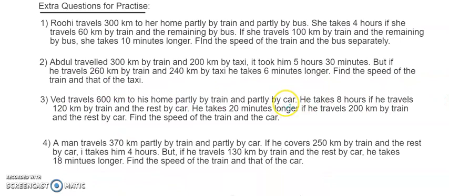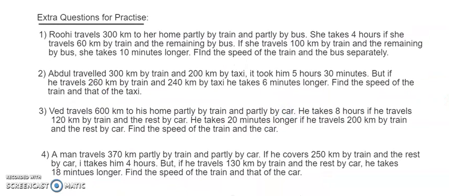So the remaining 4 questions are for your extra practice. Again, please look into the main things. 300 kilometers is the total distance. First, Ruby is going to take 4 hours if she travels 60 kilometers by train and the remaining by bus. So 300 minus 60 means 240 by bus. Then, second case, she is traveling 100 kilometers by train and the remaining by bus. So 100 kilometers by train means the remaining is 200 by bus.